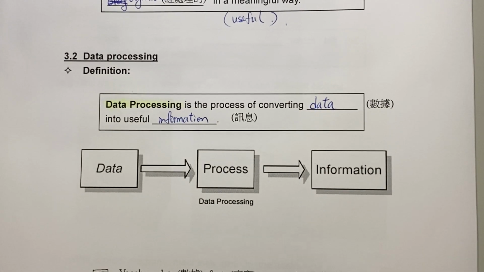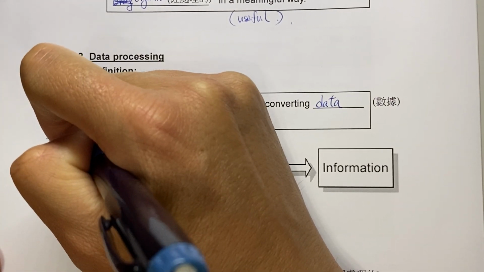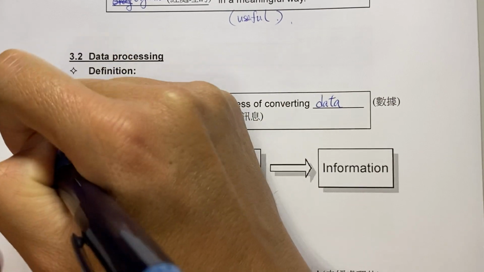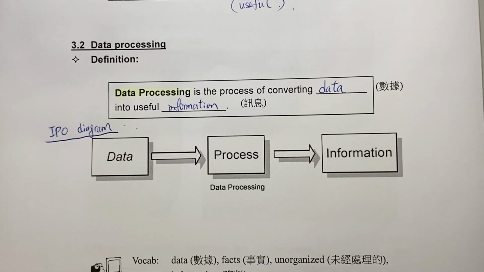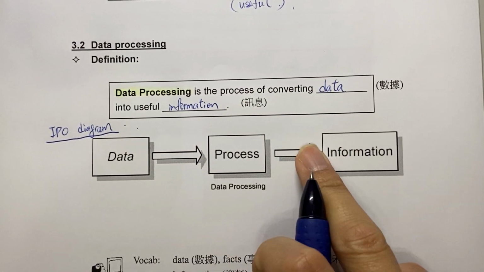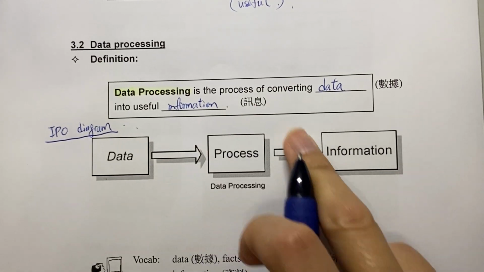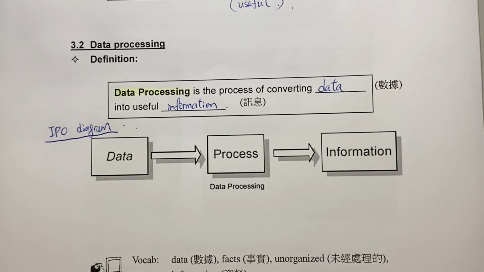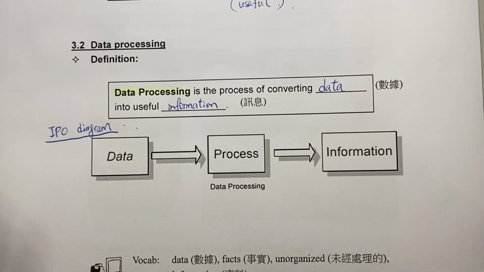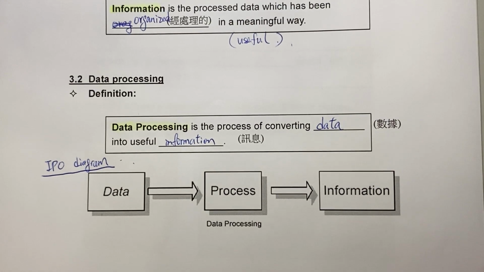By using the IPO diagram, this is the IPO diagram we mentioned in the last video. The one in the middle, when it changes from data into information, this process we call data processing. So this is the idea of data processing. It involves data, and then the data is changed into useful or organized information.